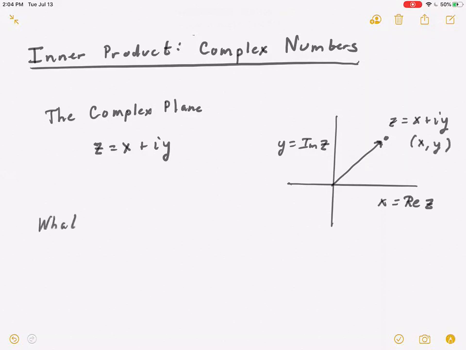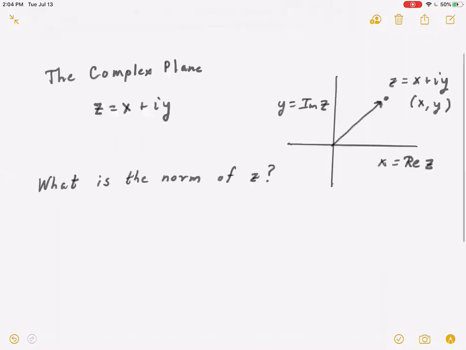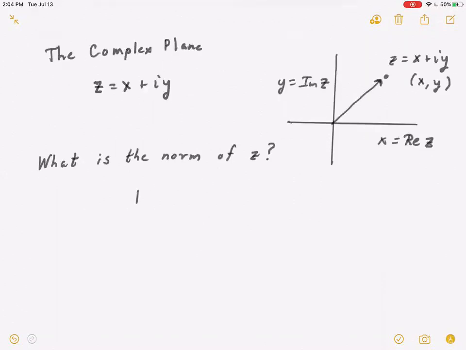So if we're going to make any sense of asking what it means to take the inner product of complex vectors, let's review our answer to a previous question. What do we mean by the norm of a complex number? Well, the norm of a complex number is equivalent to the magnitude or length of this vector. And this thing must be real.